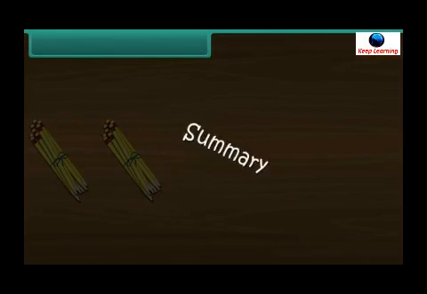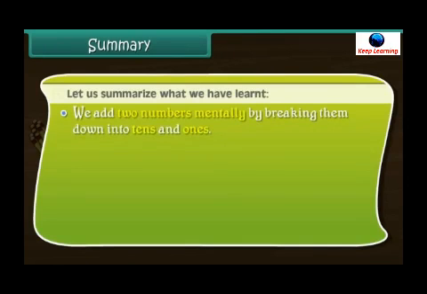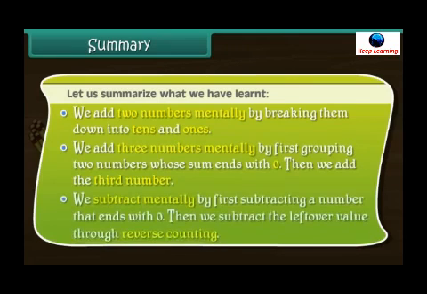Summary. Let us summarize what we have learned. We add two numbers mentally by breaking them down into tens and ones. We add three numbers mentally by first grouping two numbers whose sum ends with 0. Then we add the third number. We subtract mentally by first subtracting a number that ends with 0. Then we subtract the leftover value through reverse counting.